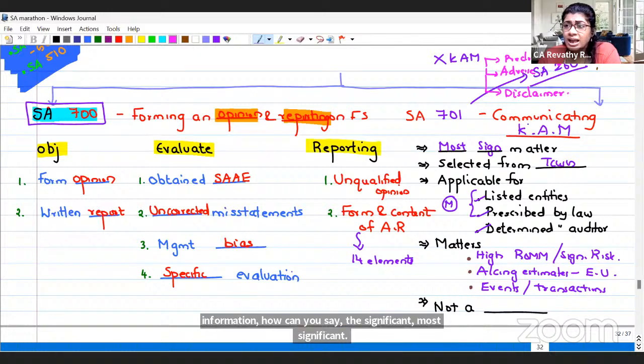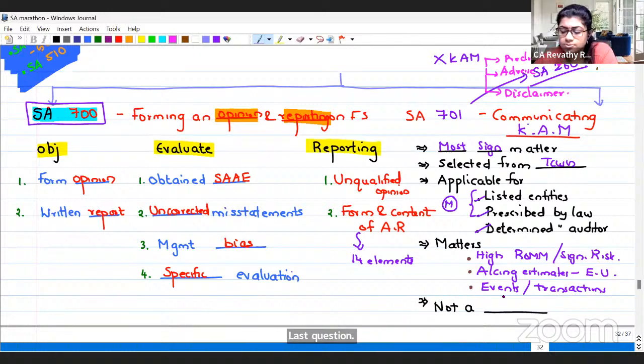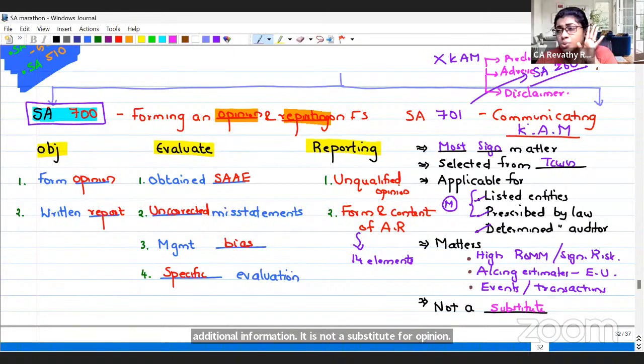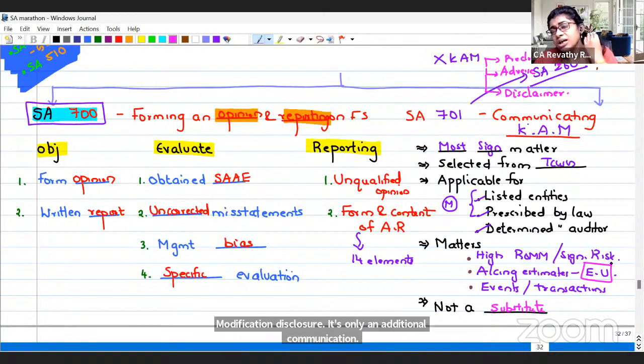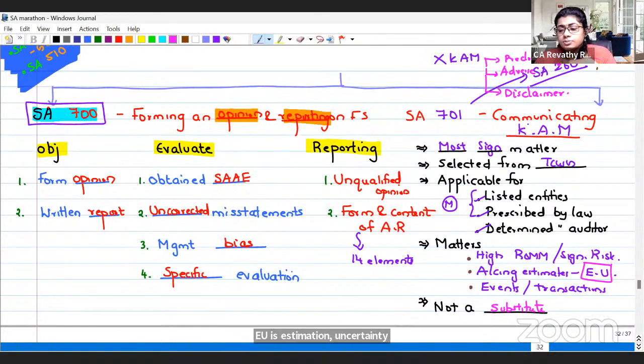Last point. CAM is not a substitute. The objective of CAM is only to give transparency, additional information. It is not a substitute for opinion modification or material uncertainty disclosure. It's only an additional communication. EU is estimation uncertainty. And a CAM is significant to the auditor, not to the user. It's something significant, that's why you call it a key audit matter.